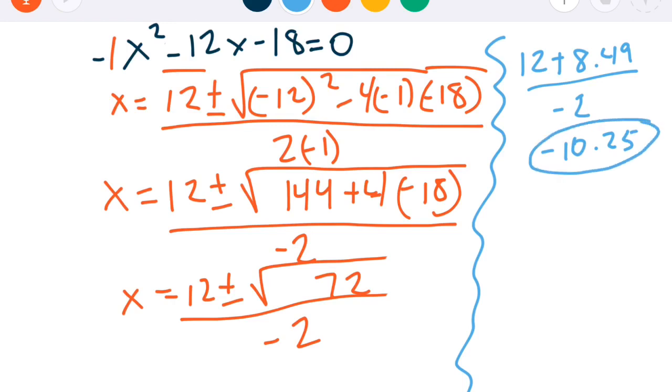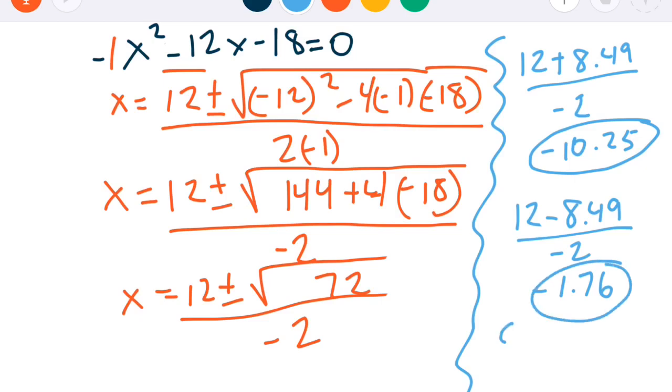And then remember, we also need to do the minus part of the plus or minus. That should not be an equal sign. It looks like an equal sign. That should be a subtraction sign. Alright, so 12 minus 8.49 divided by negative 2 is going to give us negative 1.76. So our 2 answers to this problem are negative 10.25 and negative 1.76. Kind of ran out of room there, but those would be the answers to this problem.